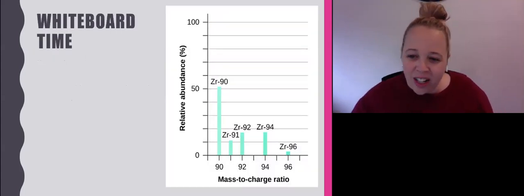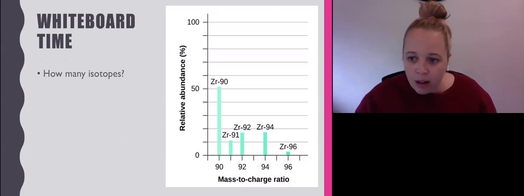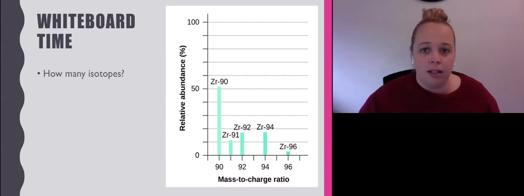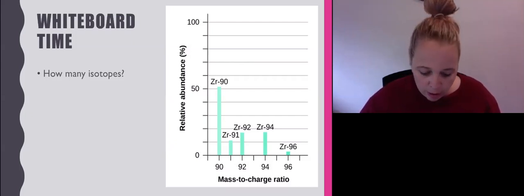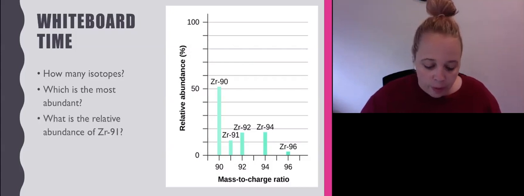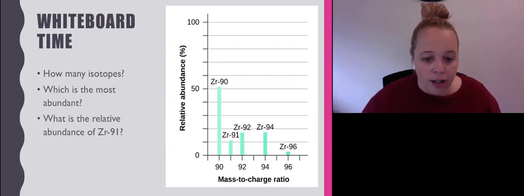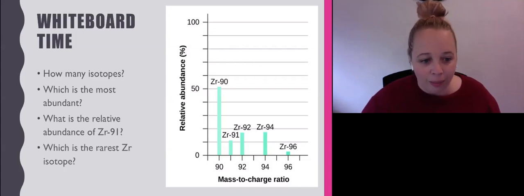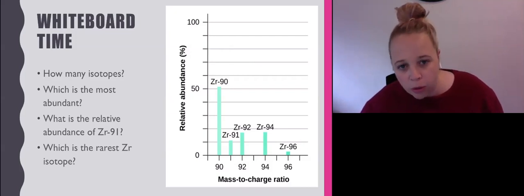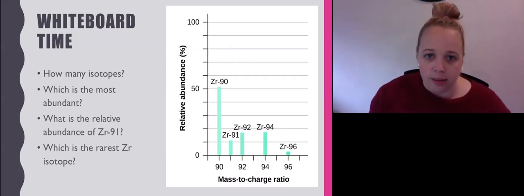Okay, I would suggest that after I put up these questions, you pause, give it a go, and then replay the video. So I want you to tell me, when you look at this graph, this mass spectrum, how many isotopes are here? We want to know, sorry guys, which is the most abundant, so which one has the highest percentage abundance? What is the relative abundance of ZR90, which is zirconium? And which is the rarest ZR isotope? So you want to pause, and now I'm about to go through the answers.